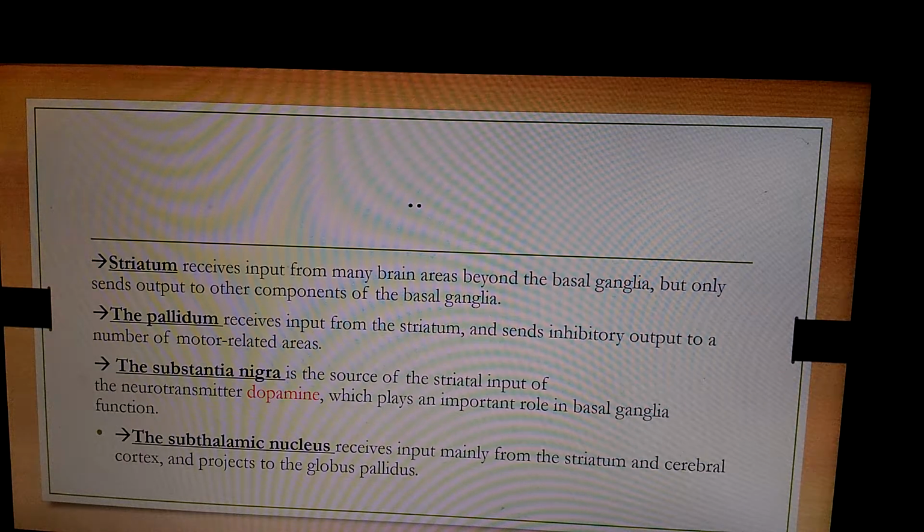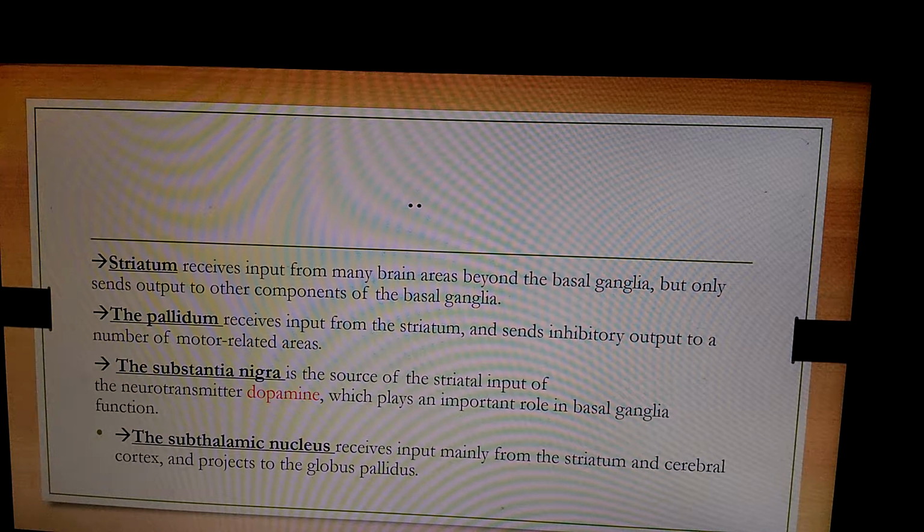Striatum receives input from many brain areas beyond the basal ganglia, but only sends output to other components of the basal ganglia. The pallidum receives input from the striatum and sends inhibitory output to a number of motor related areas.